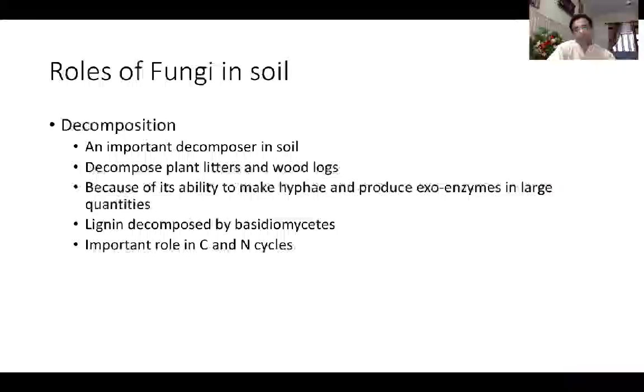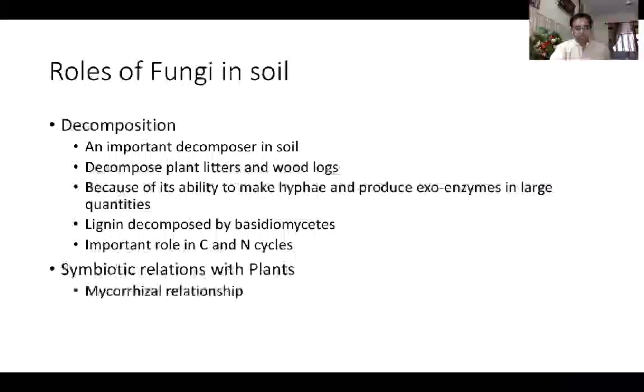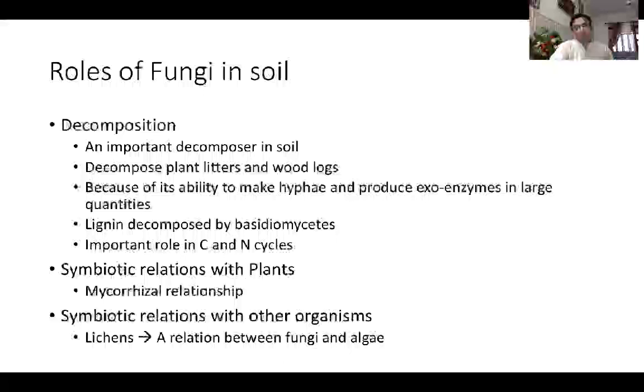They have an important role in carbon and nitrogen cycles. They are able to produce large amounts of exoenzymes or extracellular enzymes. Then they play an important role in symbiotic relations with plants. Mycorrhizal relationships are very considerable whenever we talk about plants. Then they make symbiotic relations with other organisms, like algae or blue-green algae. Such relations are known as lichens.